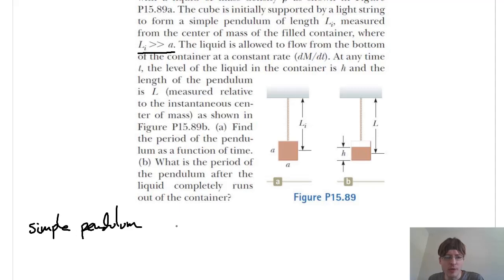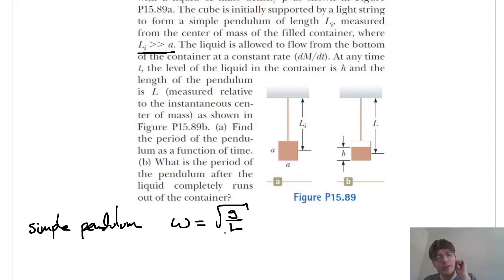Simple pendulum, I know that omega is the square root of g over L, where L is the length from the attachment point to the center of mass of the bob. Now, this has nothing to do with the mass. So on the face of it, we might think, so what if the mass drains out? That has no effect on a pendulum at all.